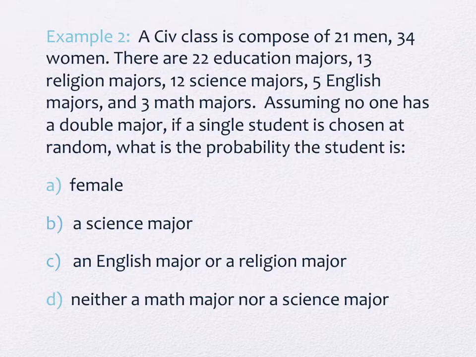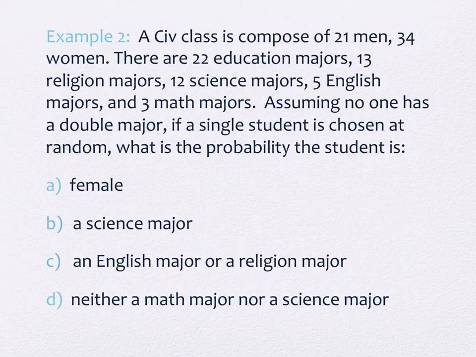A class is composed of 21 men and 34 women. That sounds about right, doesn't it? There are 22 education majors, 13 religion majors, 12 science majors, 5 English majors, and 3 math majors. Now, in order for what I'm about to say to work, the next statement has to be written in, and we have to know it. And it says that there are no double majors. Okay, so I get that sometimes there are double majors, but in our scenario, the way it's set up, there aren't. It says if a single student is chosen at random, what is the probability that said student is?